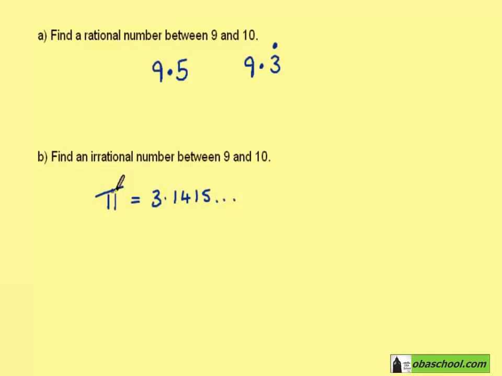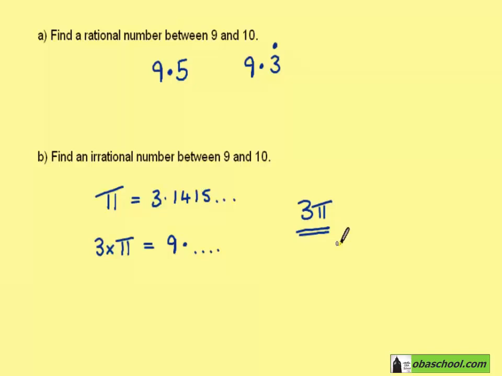If we multiply pi by 3, 3 times pi is clearly going to be 9 point something, and therefore is between 9 and 10. Since pi is an irrational number, 3 pi is also an irrational number.